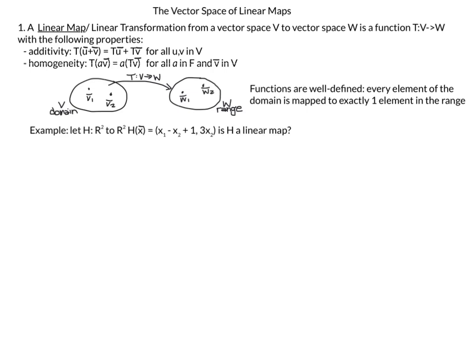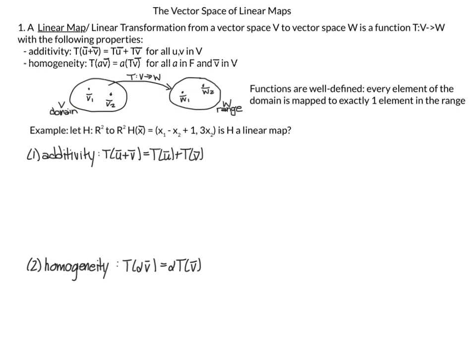Before we go on, I wanted to give you a mapping that is not linear. So I've already answered the question for you. But here we're going to let H be a mapping from R2 to R2. And H is defined as x1 minus x2 plus 1, and the second coordinate is 3x2. To determine if H is linear, we're going to look at additivity and homogeneity.